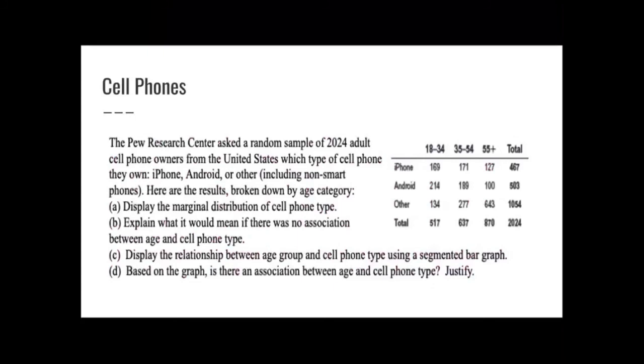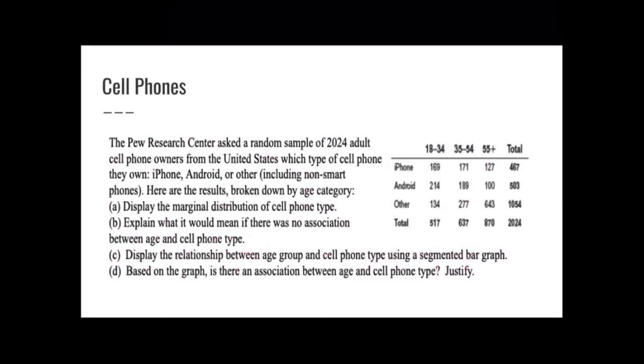All right, so here we have a chart about cell phones. The Pew Research Center asked a random sample of 2024 adult cell phone owners from the United States which type of cell phone they own: iPhone, Android, or other, including non-smartphones. And here are the results broken down by age category.